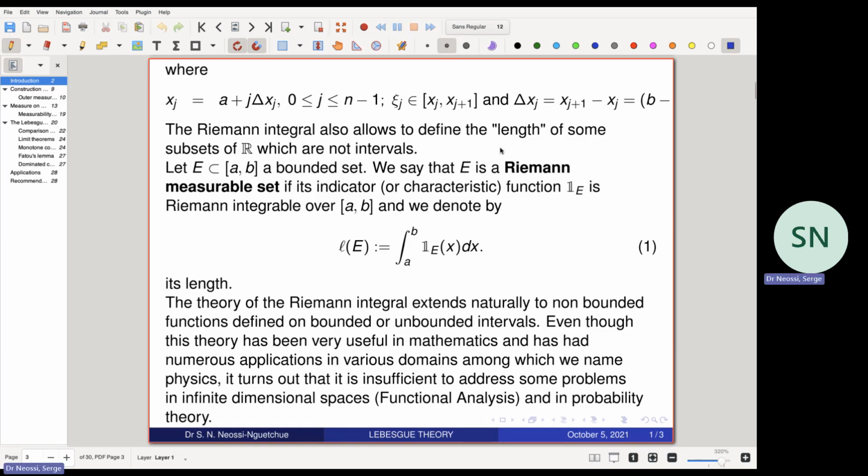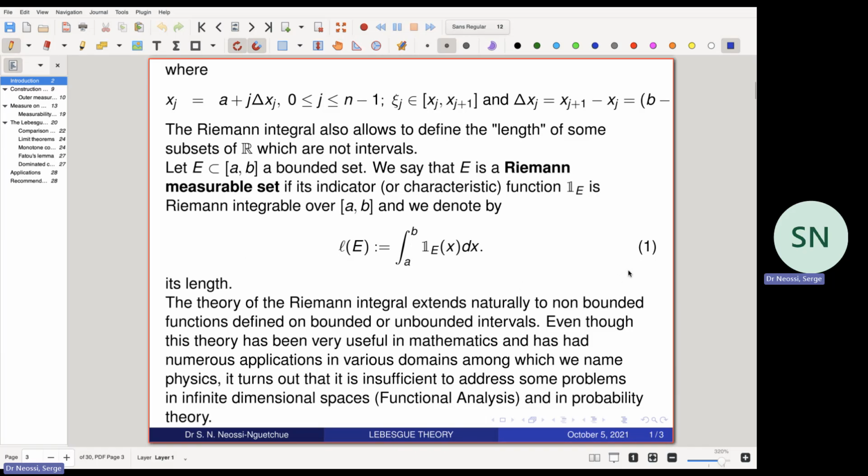The Riemann integral also allows us to define the length of some subsets of R which are not intervals. So if we take, for instance, a bounded subset of the interval [a, b], which we denote by E, we say that E is a Riemann measurable set if its indicator function, the characteristic function 1 sub E, is Riemann integrable over the interval [a, b], and we denote by L(E) the integral from a to b of the indicator function of E dx. This will represent the length of the set E.